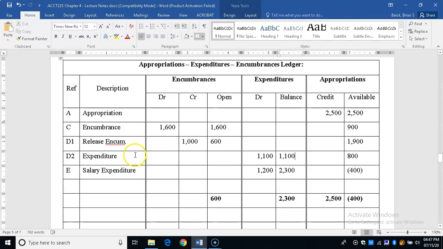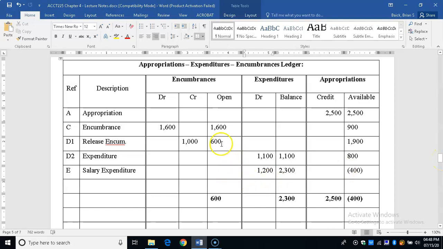Now, in the last part, part E, it says we have a salary expenditure. So if you look at the journal entry, we debited expenditure for $1,200. So what is the total expenditure we have? Well, we had $1,100 from before, plus $1,200 is $2,300. How much money is available to spend? Well, we had $800 available to spend minus $1,200 more, right? That's how much we actually spent. 800 minus 1,200 is minus 400. So we overspent our appropriation, right? Which is not a good thing.